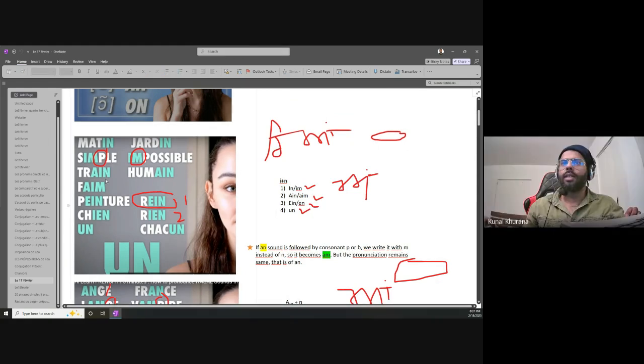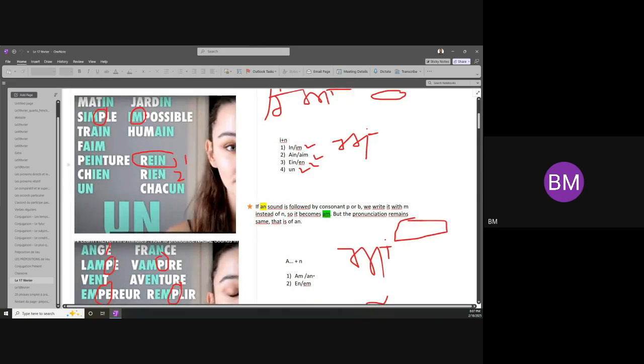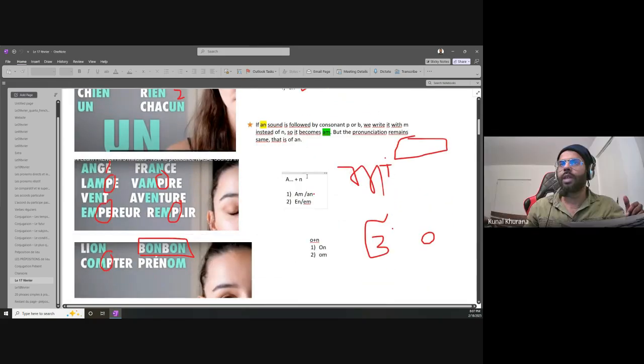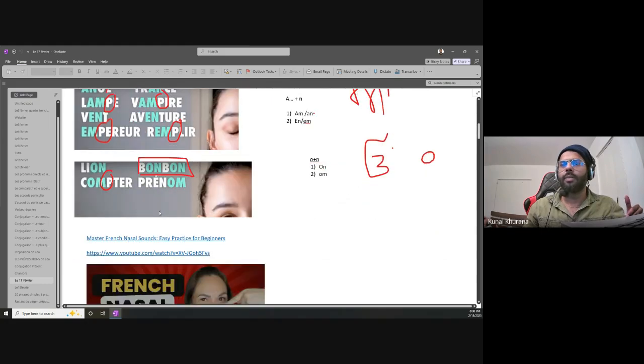And then we also studied that if there happens to be B or P, then N becomes M, because it's hard to distinguish the sound, because the sound is the same. So if you happen to see P or B, then you will write M in place of N. And then we did some sounds where we have to pronounce it a bit harder, and we did some examples based on that.